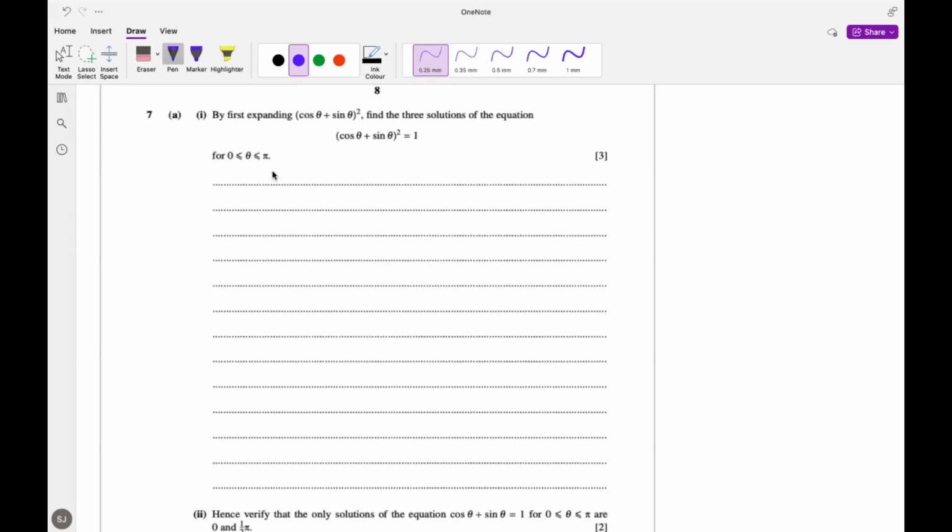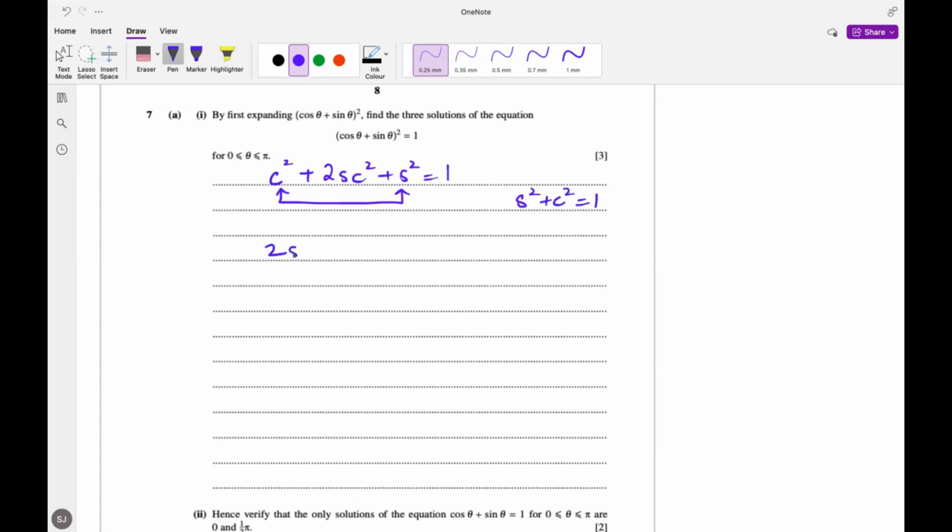In question 7, part 1, it says that by first expanding (cos theta plus sine theta) whole squared, we have to find the three solutions of the equation (cos theta plus sine theta) whole squared equals 1. Now, expanding (cos plus sine) whole squared, I'll be using C and S in place of cos theta and sine theta. So expanding, we'll get cos squared plus 2 sine cos plus sine squared equals 1. So now we can see that cos squared plus sine squared, we can use the identity sine squared plus cos squared equals 1.